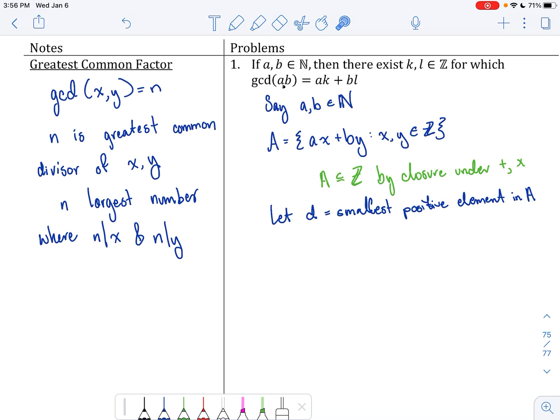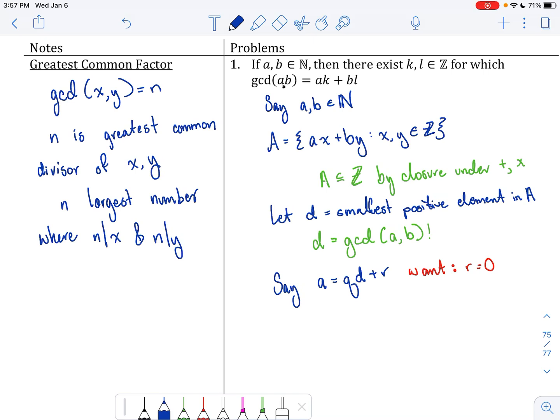So what we're going to do now is prove that D is equal to the greatest common divisor of A and B. So I'm going to tell you that this is true, and we're now going to prove that it's true. The first thing that we're going to do is show that D divides A, right? Because we want to show this. So say A is equal to QD plus R, and what we want is to show that R equals 0, because we want to show that D divides A.